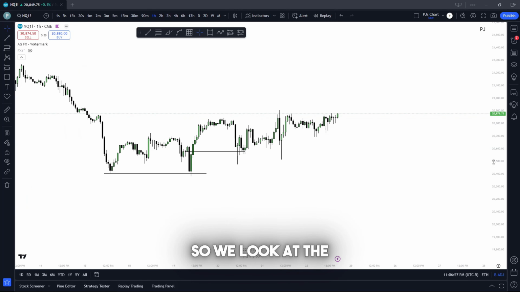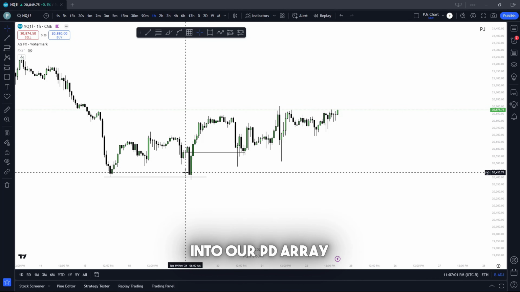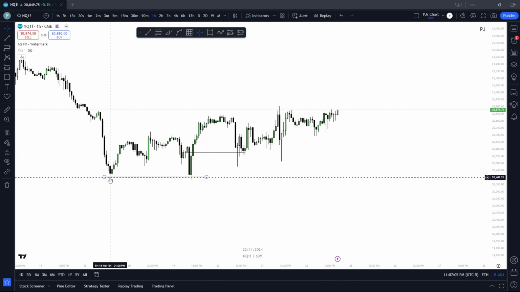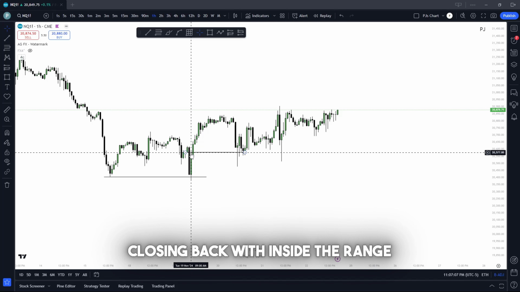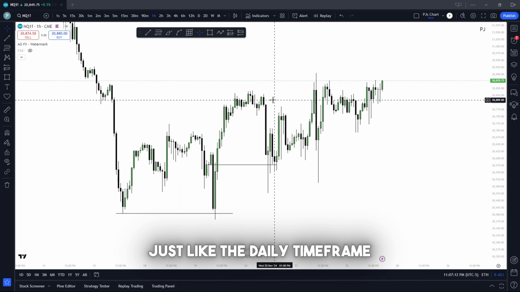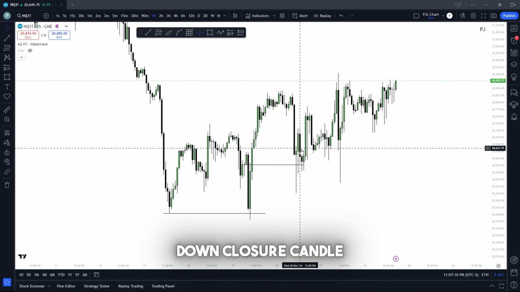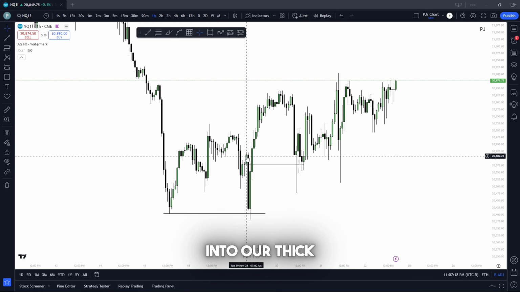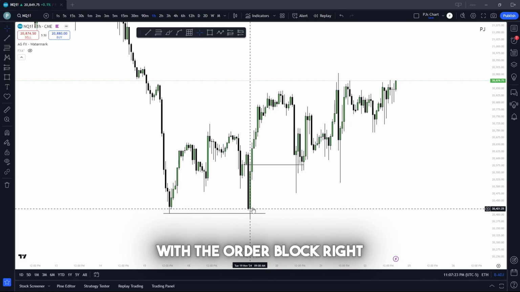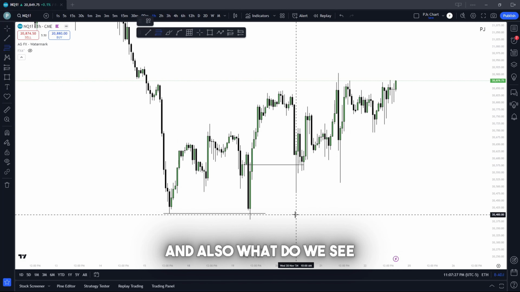So we look at the hourly time frame here and see our big thick down closure candle into our PD array with our next candle liquidating that low and the other low, closing back inside the range, and our next candle closing above. Just like the daily time frame, we accumulated above the high with our thick down closure candle into our thick down closure candle here with the order block, right? We have low resistance, and also, what do we see?